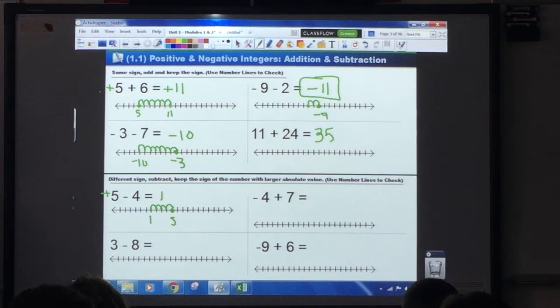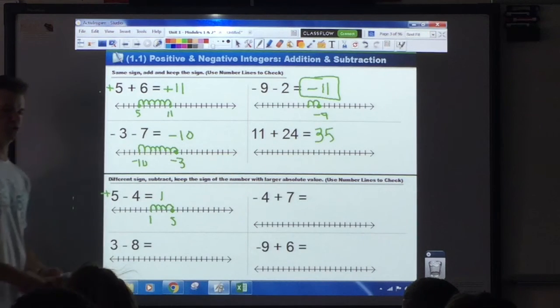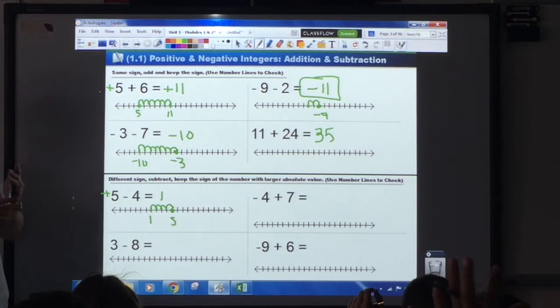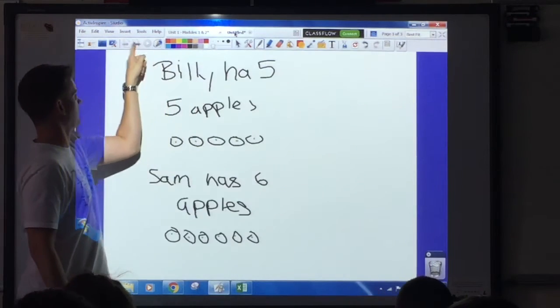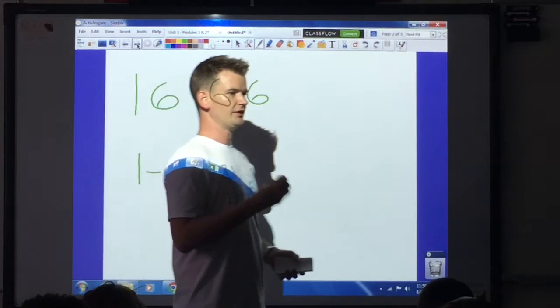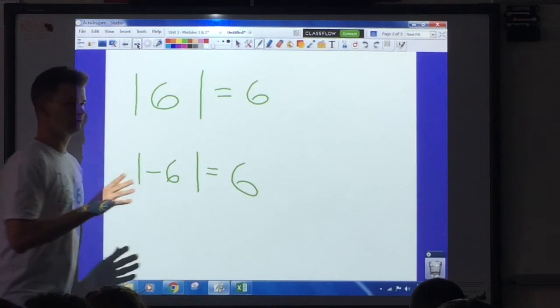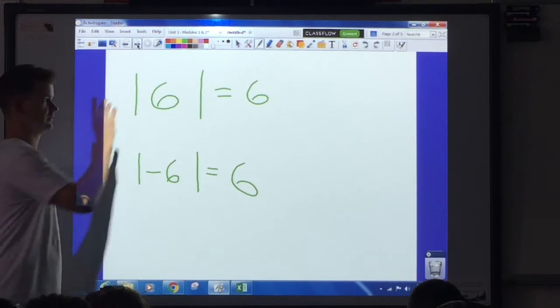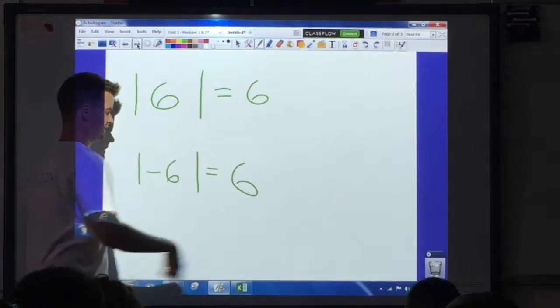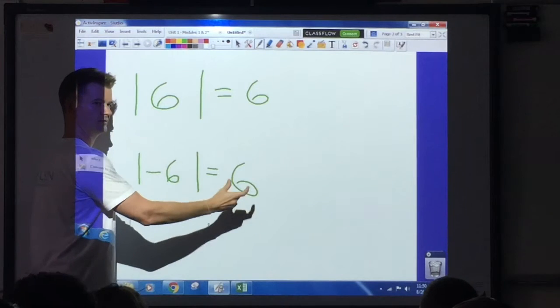What I want you to understand is that they're not all this easy. And the rule states that you keep the sign of the number with a larger absolute value. Who remembers absolute value? Couple people don't. Don't worry, I got a plan for that. Absolute value simply means that's how far that number is away from zero. Absolute value will always be positive. So the absolute value of 6 is 6. The absolute value of -6 is 6.